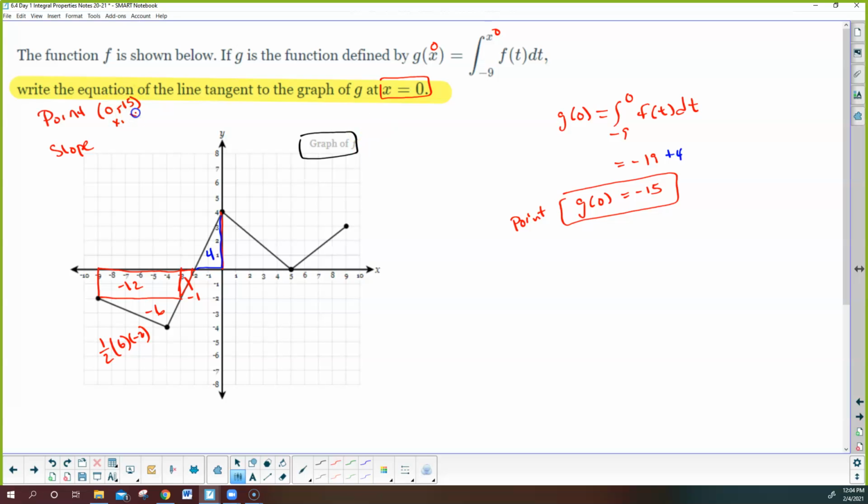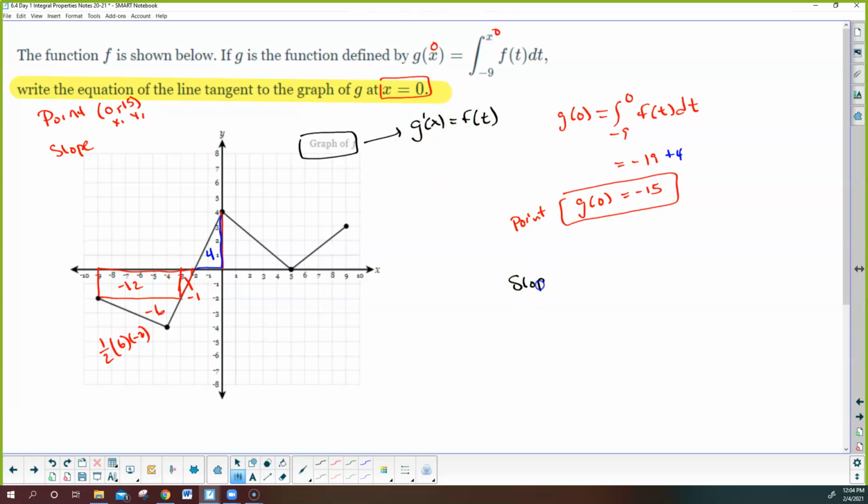That's my x1, y1. But then I need the slope. And the tricky part is what is the slope? Well, the slope is the derivative. So I have to take the derivative of each one of these, but we know that the derivative of the integral is just going to reduce itself out, and that's the relationship. This is also the graph of g prime.